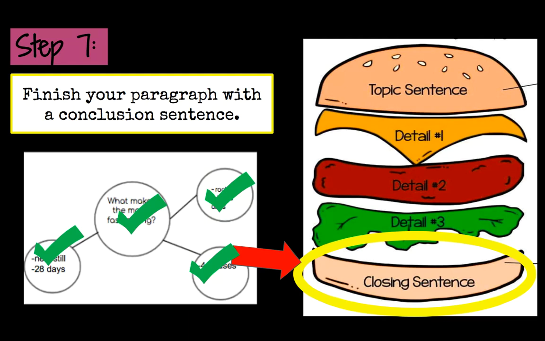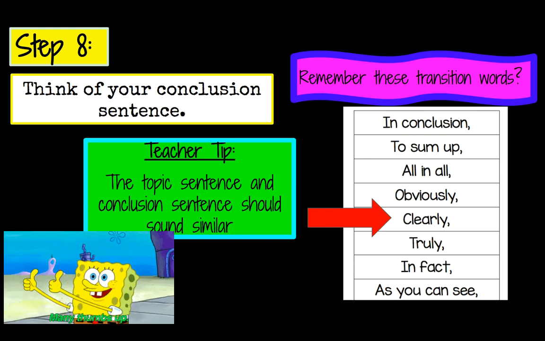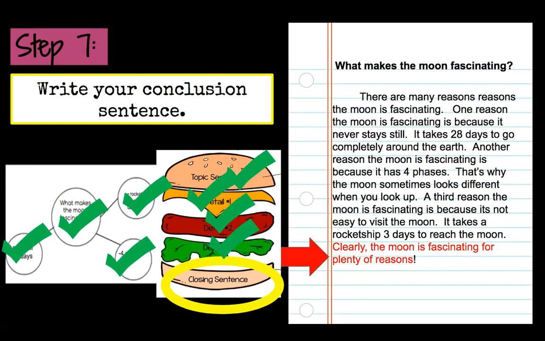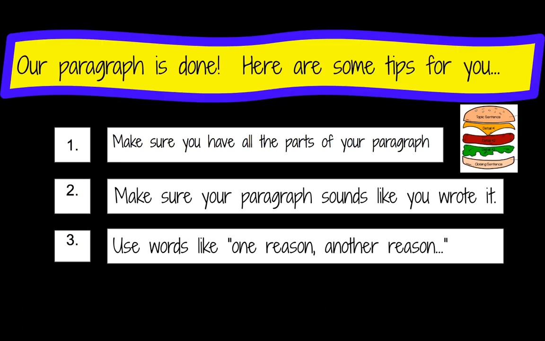What do I write for my closing sentence? I remember my topic sentence and my closing sentence should sound similar. So my topic sentence said, there are many reasons the moon is fascinating. Maybe I can write, clearly, there are plenty of reasons why the moon is fascinating. Clearly, the moon is fascinating for plenty of reasons. That sounds similar to my topic sentence. Well, writers, our paragraph is finally done.